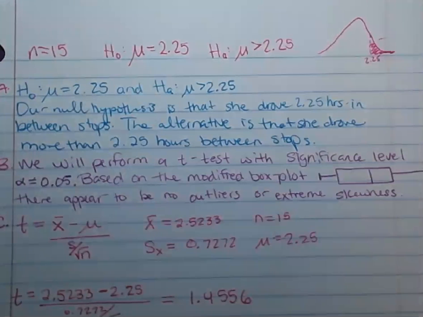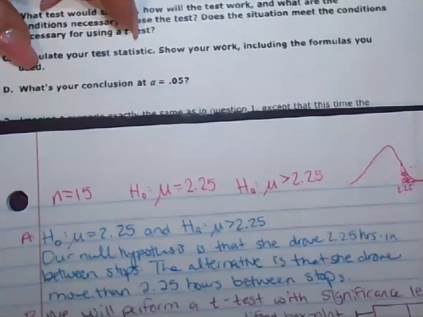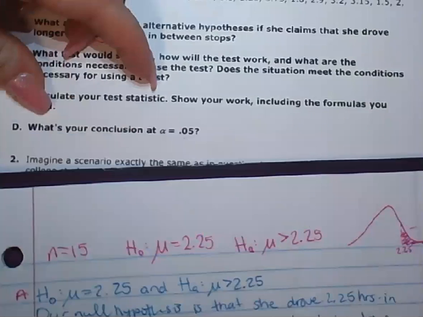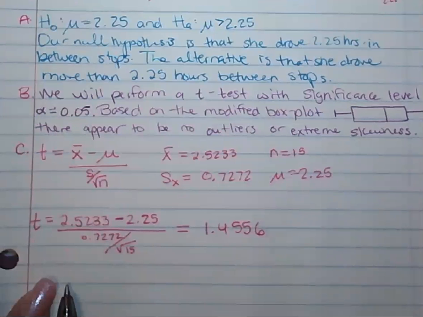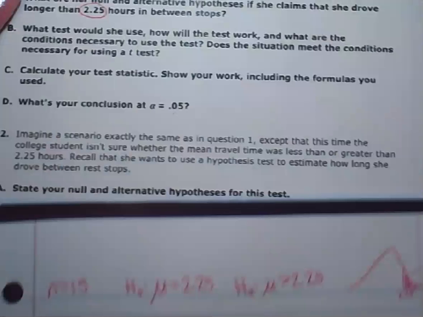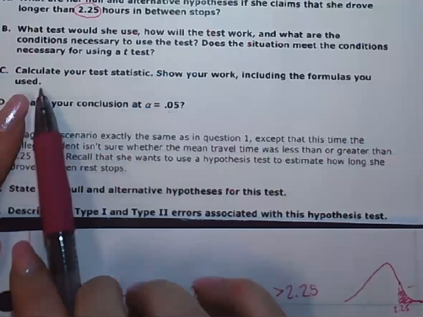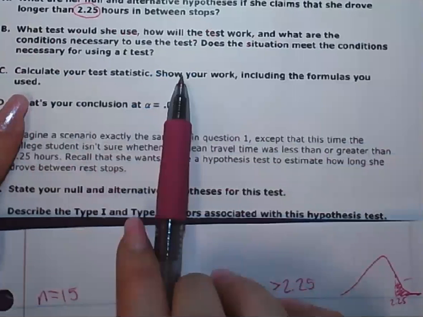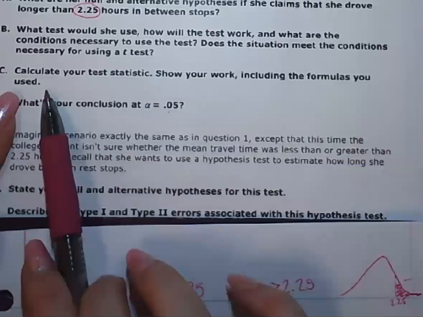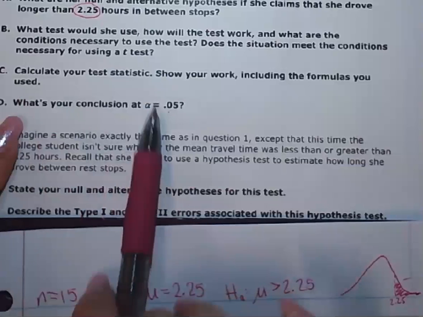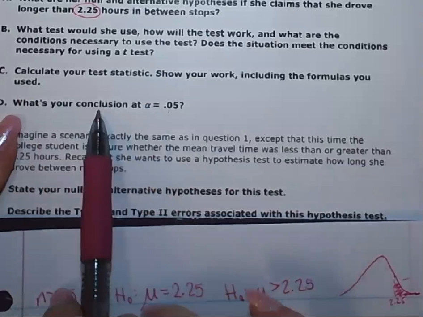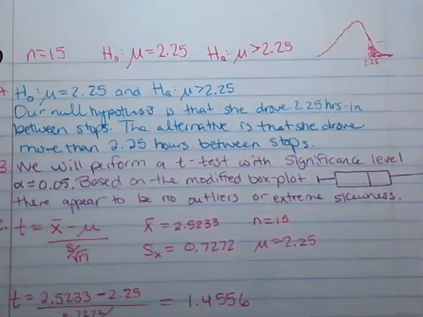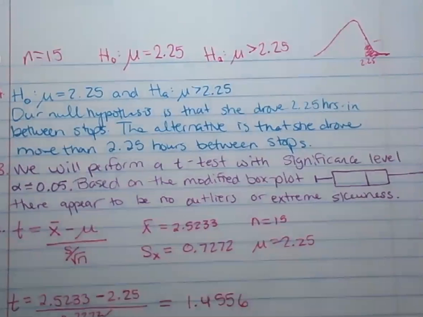Does not say to calculate my p-value yet, looking back at my directions. We know usually in our hypothesis test, after we calculate our t-statistic, we would also calculate our p-value so that we can compare it to our alpha. But looking at my directions, it says calculate your t-statistic, show your work, include the formulas you used. We did all of that. And then it says, what's your conclusion at alpha? Okay, there's nothing in here that says to calculate your p-value, but you can't get a conclusion without your p-value. So let's go ahead and calculate a p-value really quick so that we can compare it to alpha in part D. That really should be part of part C.